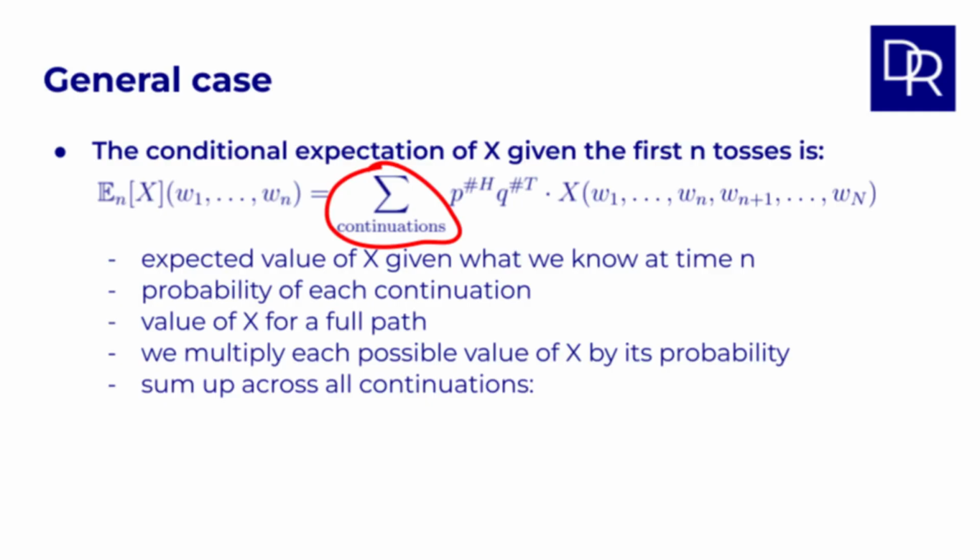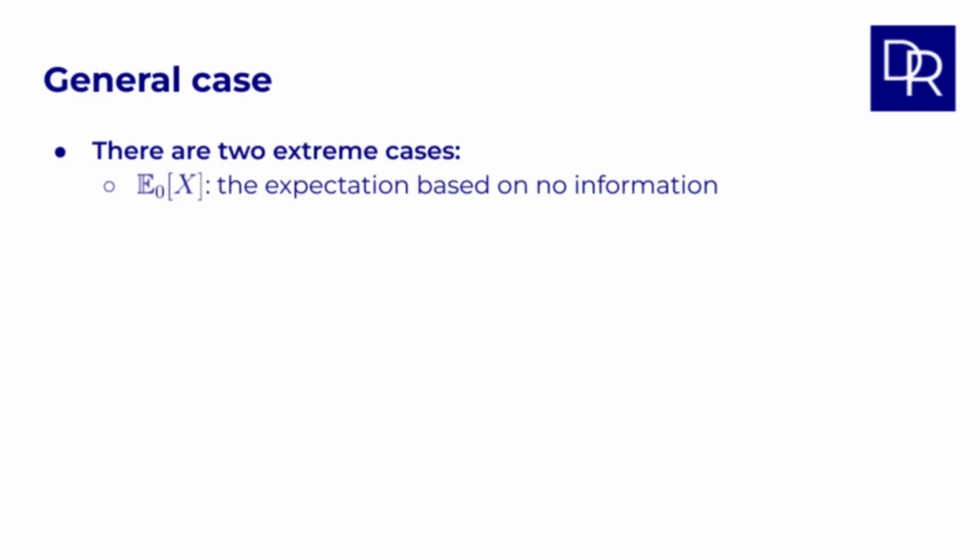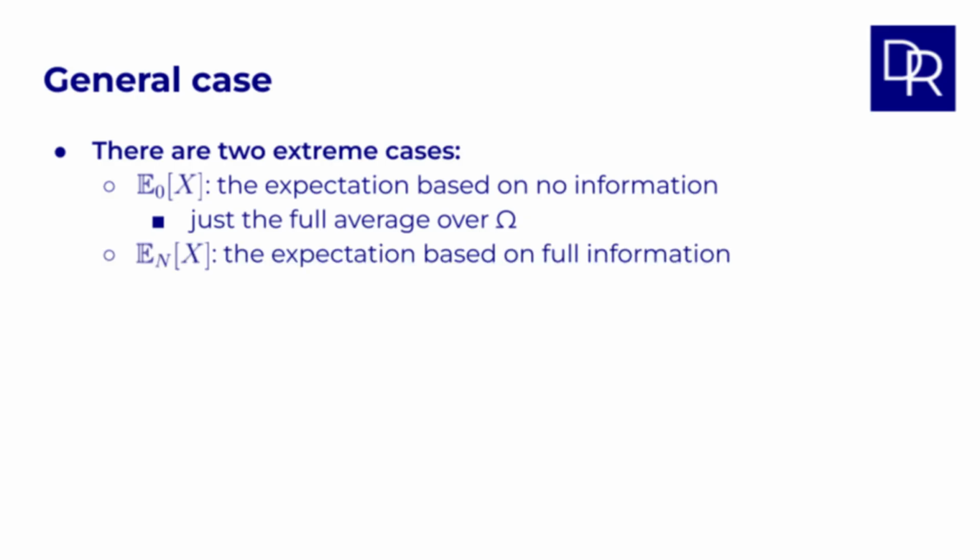We don't know the future tosses yet, so we sum up over all continuations, meaning all possible sequences from time n plus 1 to big N. There are two extreme cases. When n is equal to 0, which is the expectation based on no information, so just a full average over the sample space omega, and when n equals big N, the expectation based on full information, which is just x itself.